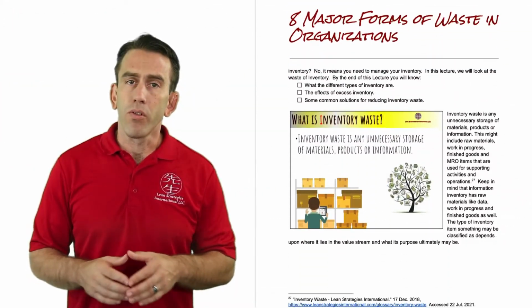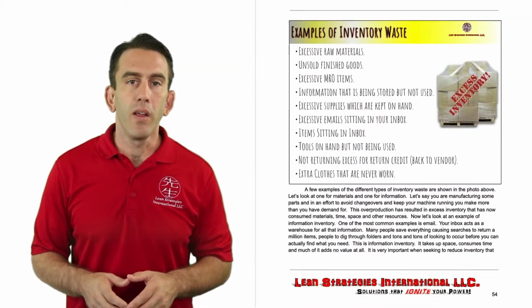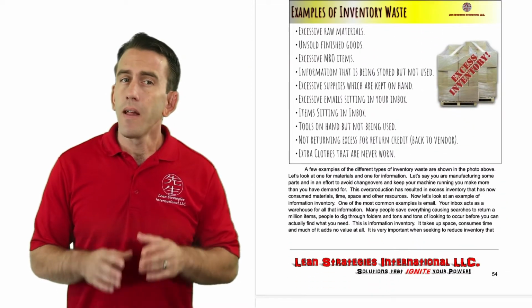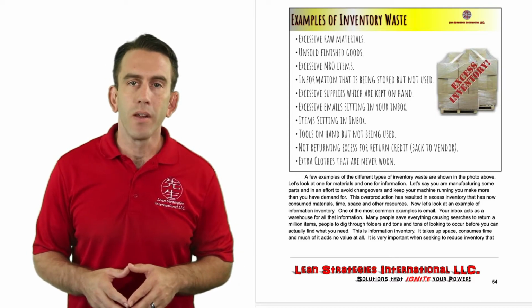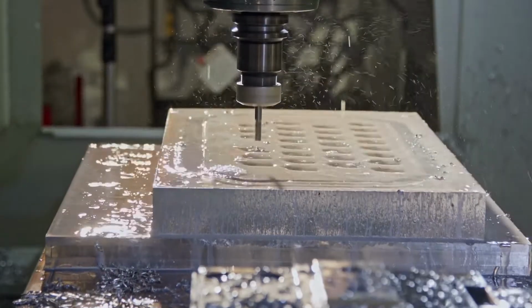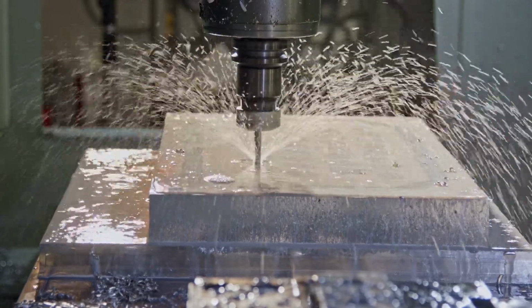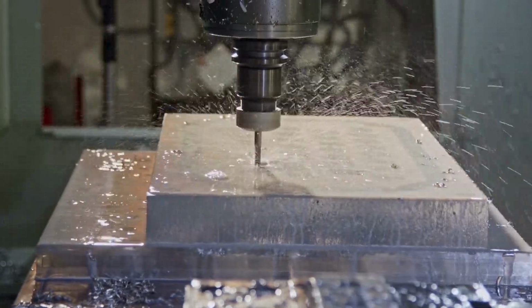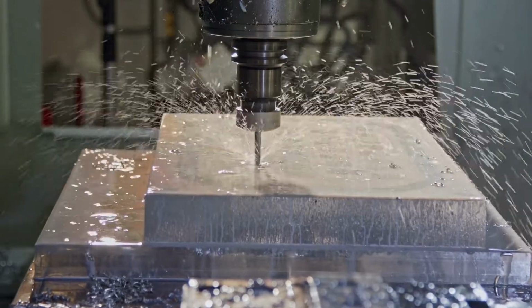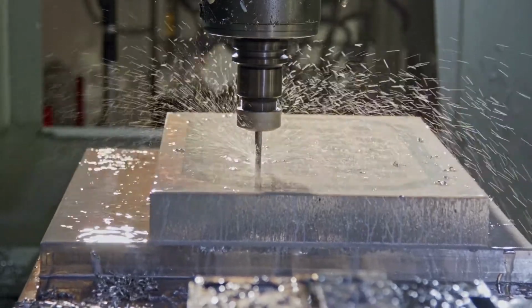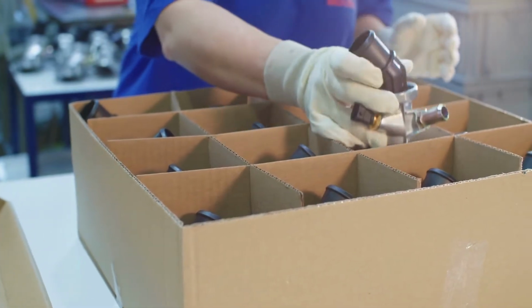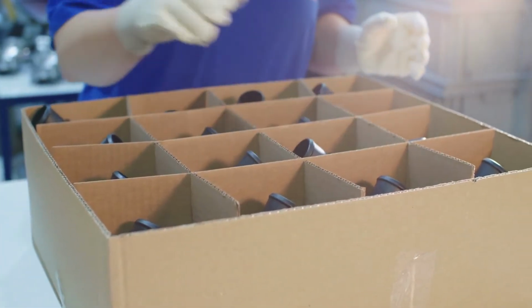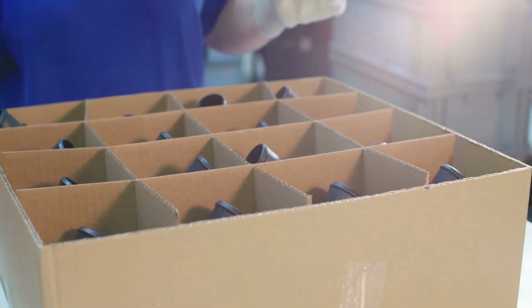A few examples of different types of inventory waste are shown in your handouts. Let's look at one for materials and one for information. Let's say you are manufacturing some parts, and in an effort to avoid changeovers and keep your machine running, you make more than you have demand for. This overproduction has resulted in excess inventory that has now consumed materials, time, space, and other resources.